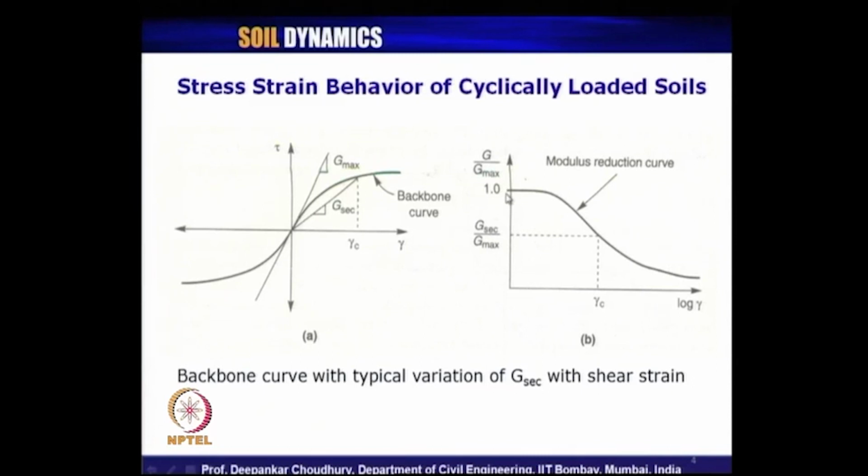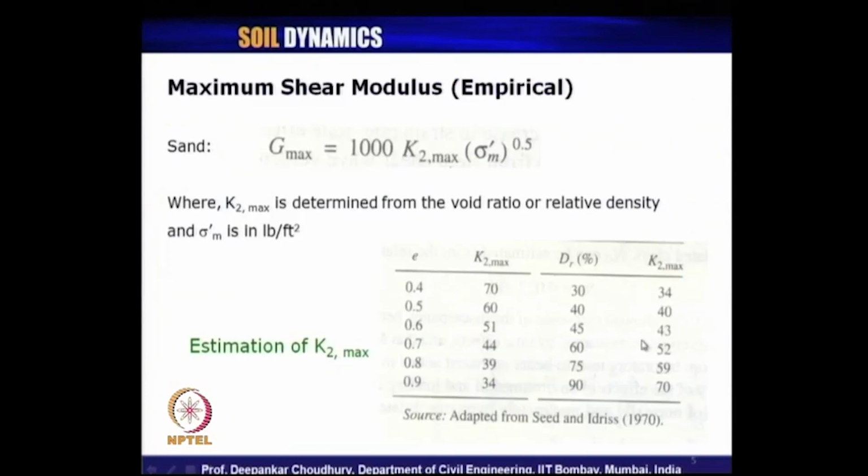It should start from 1, because at very low strain the value of G is nothing but Gmax. So, obviously, it should start from 1, and then with increase in cyclic shear strain, the tangent shear modulus decreases. That is why this G by Gmax ratio is less than 1 and keeps on decreasing, which is known as the modulus reduction curve.